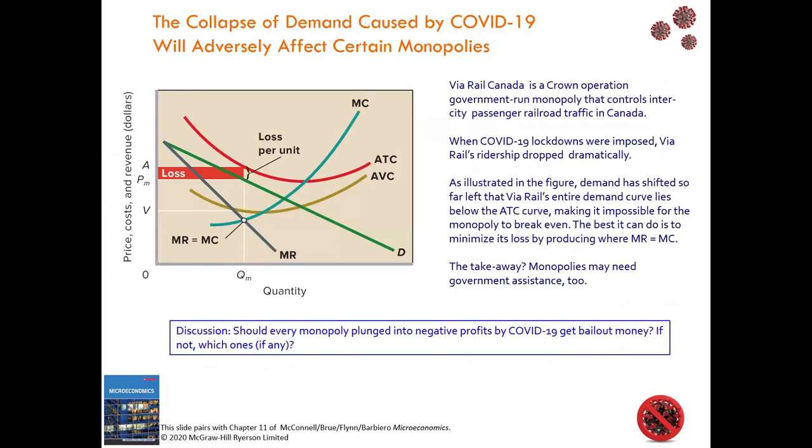And then, the collapse of demand caused by COVID-19 will adversely affect certain monopolies. So via rails, ridership dropped dramatically when COVID-19 lockdowns were happening. So the monopolies may need government assistance in this case. So I'll ask you, Vivian, should every monopoly that plunges into negative profits by COVID-19 get bailout money? If not, which ones, if any? So which monopolies should get bailout money?